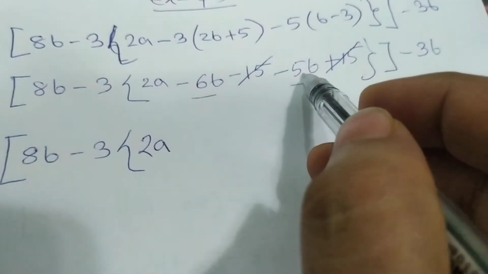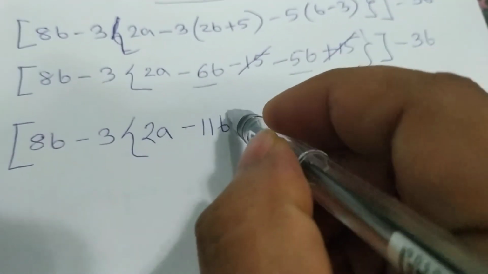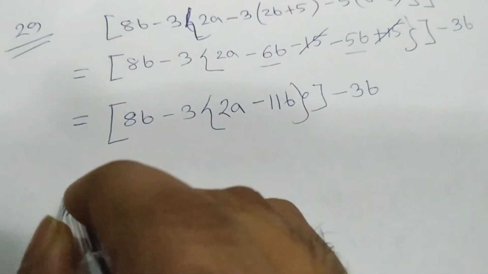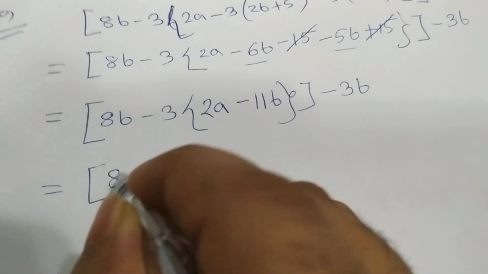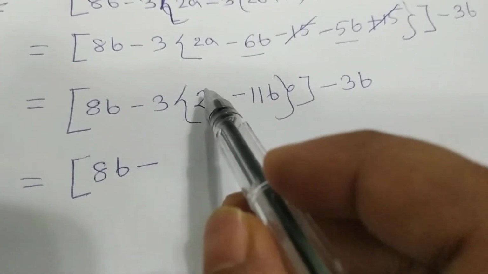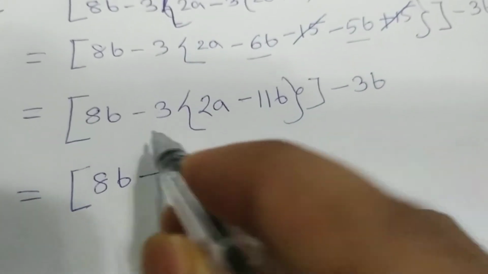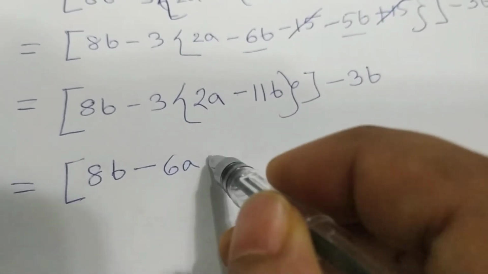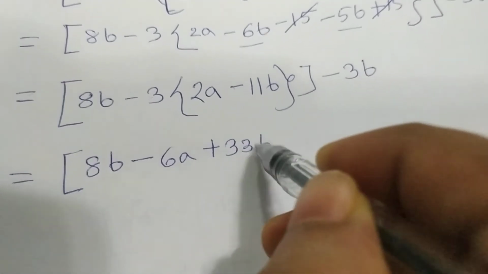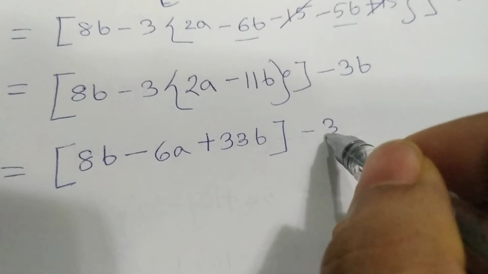2a minus 6b minus 5b is what? Minus 11b. Second bracket close, third bracket, then minus 3b. Next line equals to 8b minus, now this minus 3 I will multiply it with the terms within the second bracket. So minus 3 into 2a is minus 6a. Again minus 3 into minus 11b, minus into minus is plus, 3 into 11 is 33b. Okay, so now I can remove the second bracket and then minus 3b.